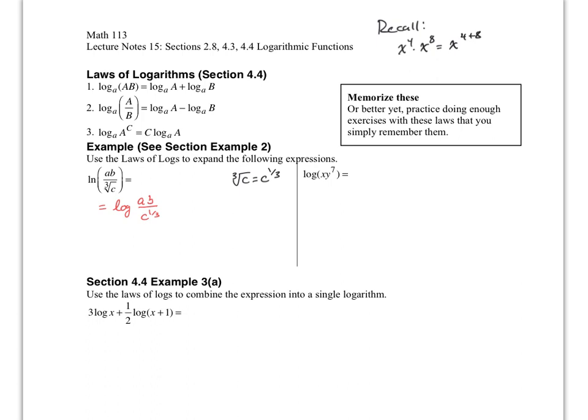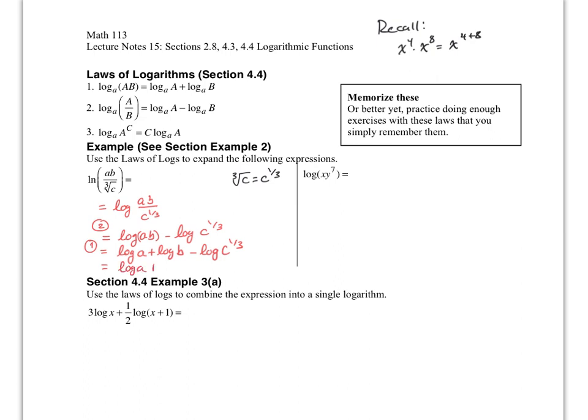I just rewrote it. Now by property number 2, this will be log of ab minus log of c to the 1/3. Then by property number 1, since this is a product, it's going to become a sum. So this will be log of a plus log of b minus log of c to the 1/3. Now the only one that has an exponent is this one, so this part is done.